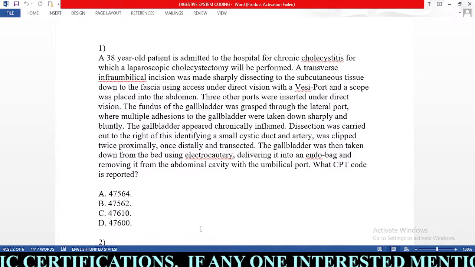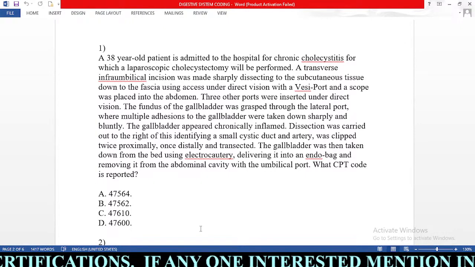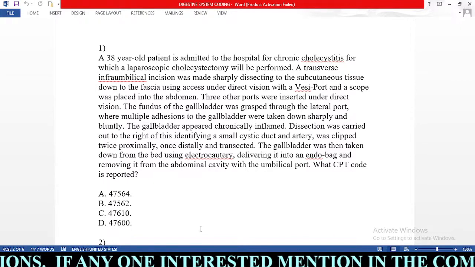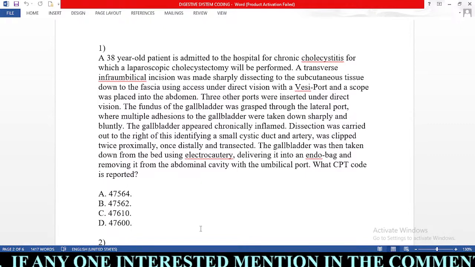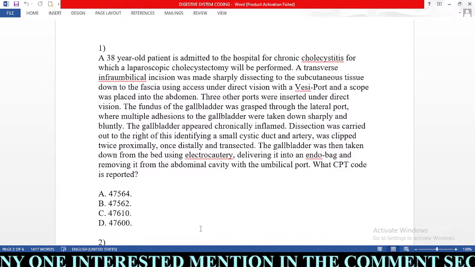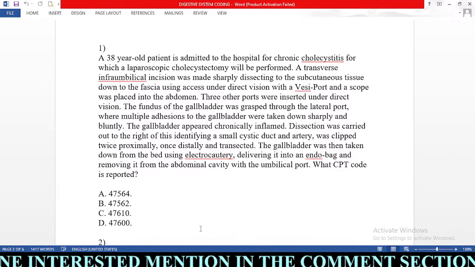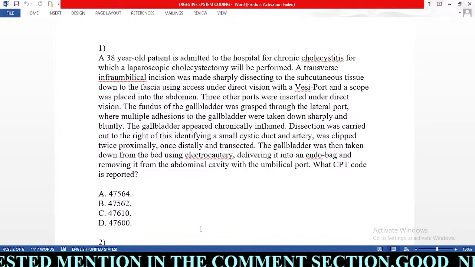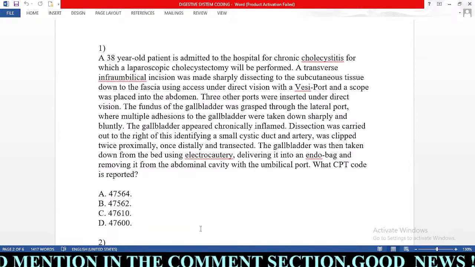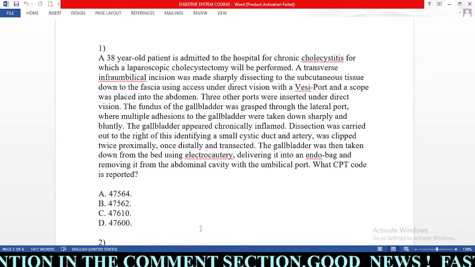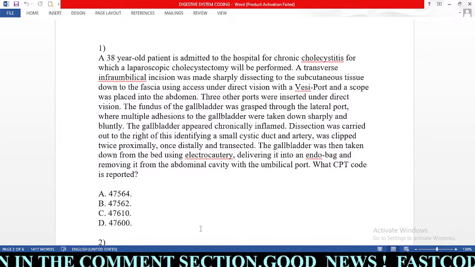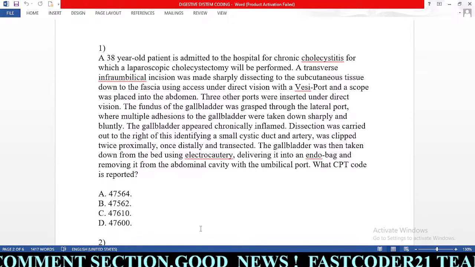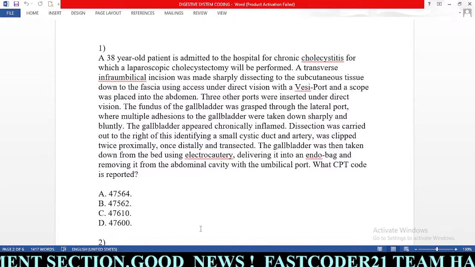Whenever you find the code, just check the section. Where is this code located? We have incisions, excisions, destructions like that. For example, if the physician performs destruction, but you find an incision code in the CPC exam, you can directly eliminate the incision code. Like that, you need to check the heading of that particular code section.